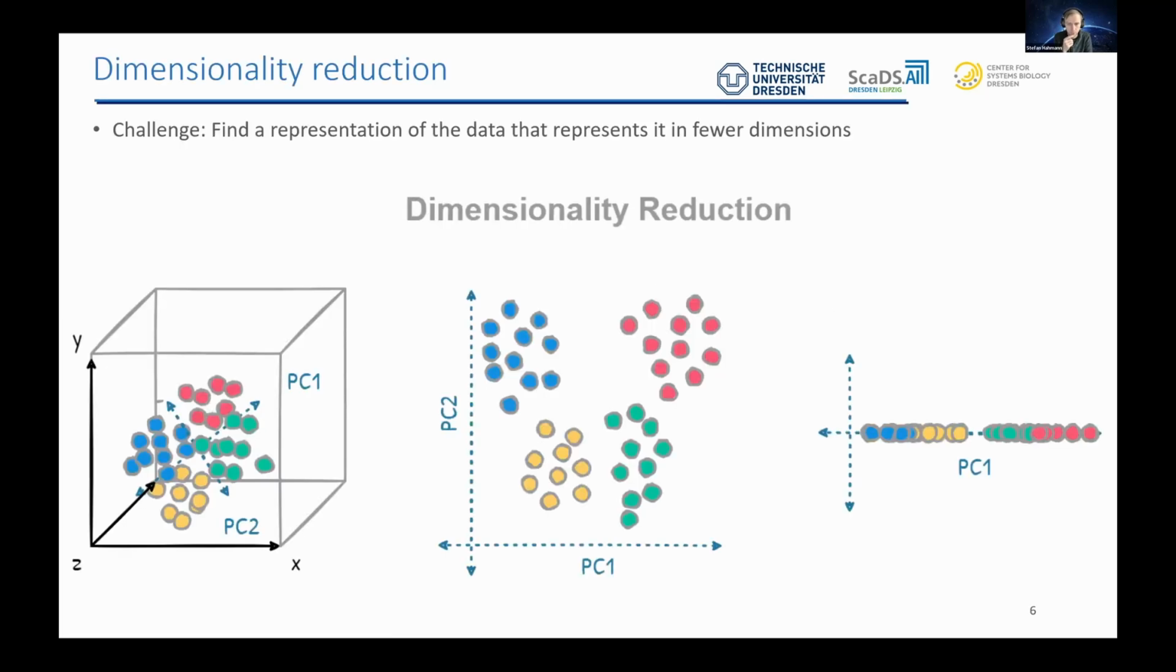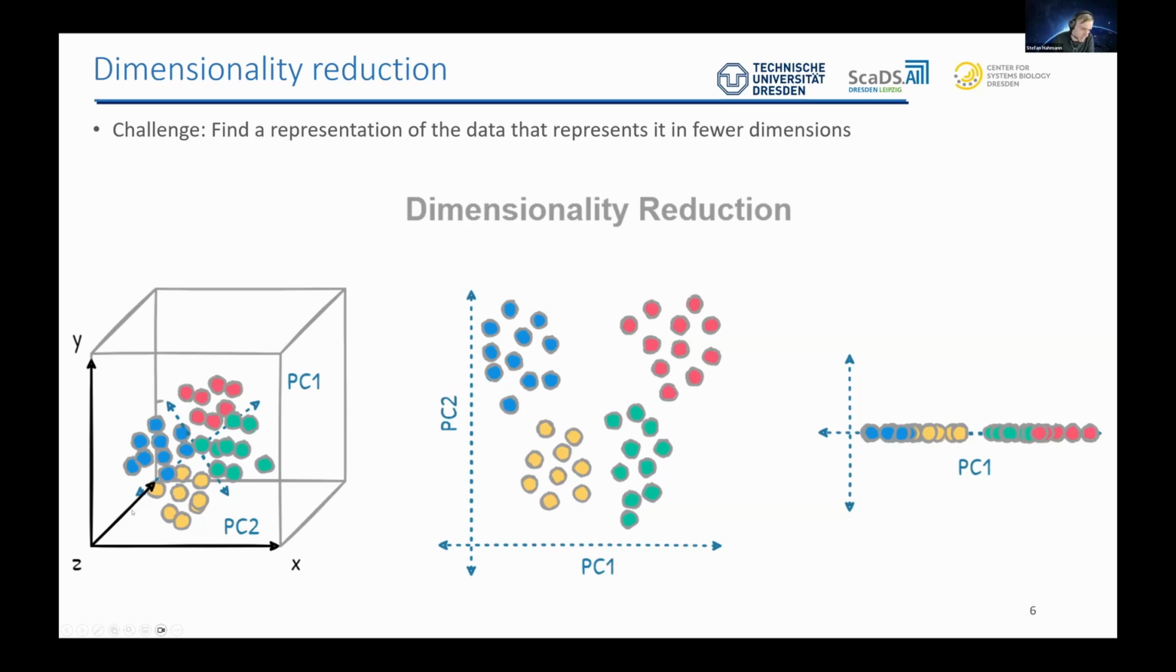Sometimes there's a relationship that you want to study that is actually influenced by multiple dimensions. For that purpose, there's something called dimensionality reduction, and I would like to shortly introduce what dimensionality reduction is. When you use dimensionality reduction, the challenge is that you want to find a representation of the data from a higher dimensional space in fewer dimensions.